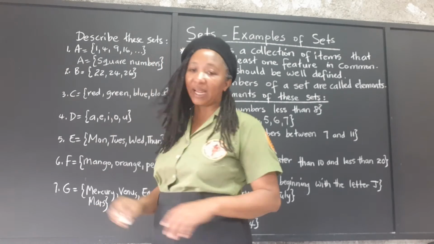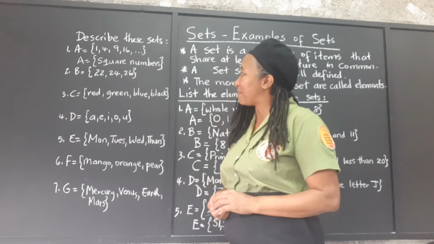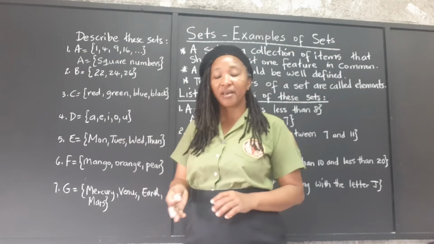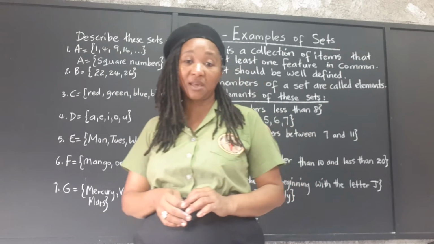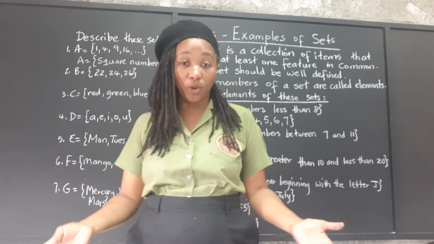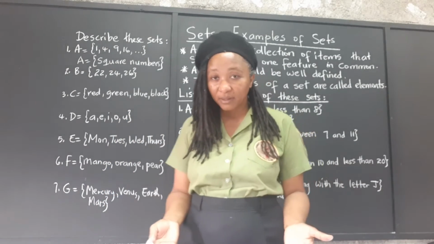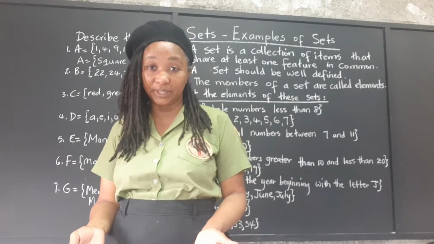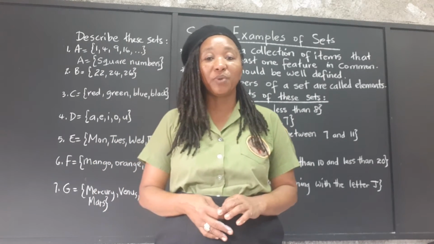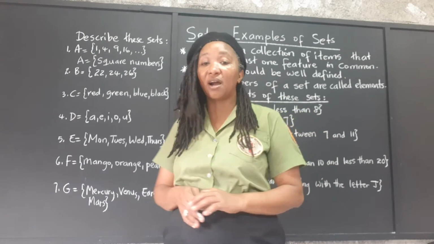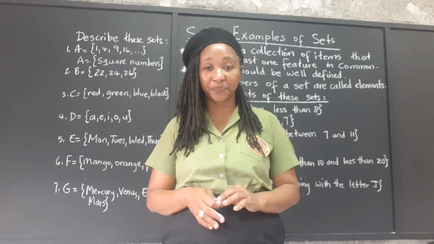And that would suffice. Set B: 22, 24, 26. There are a number of things we could say. We could say they are whole numbers. They are counting numbers, natural numbers. But to be more specific, we will say these are even numbers.